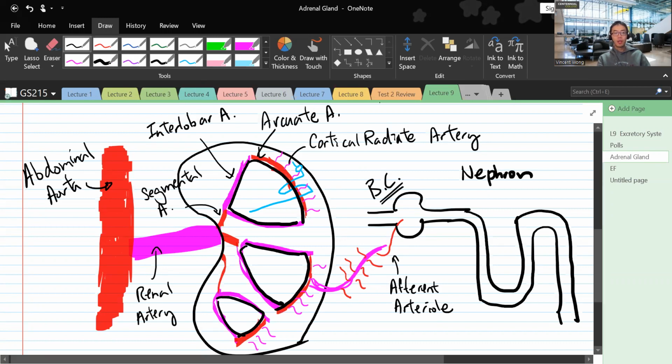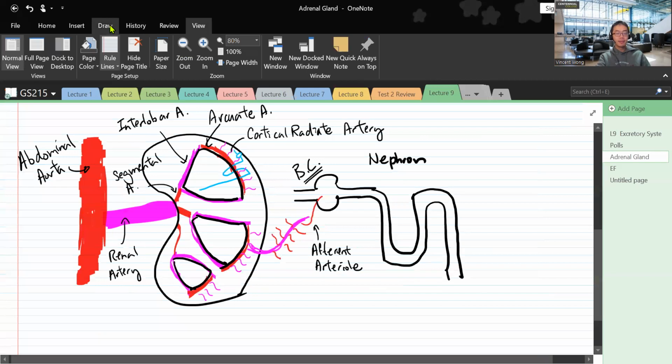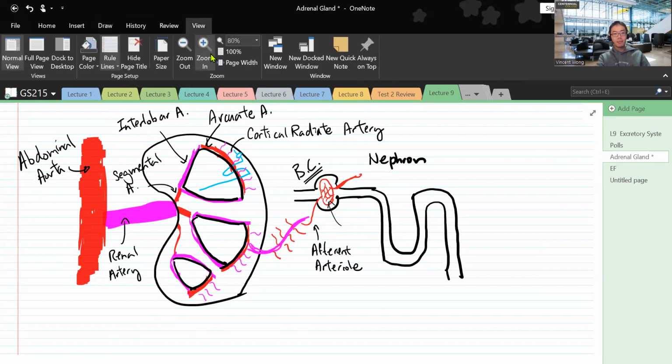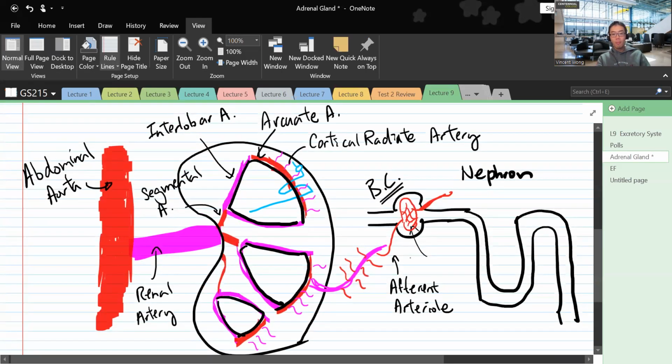All right, we are almost there. Just hang tight. Once it goes into the Bowman's capsule, the afferent arteriole will open up into a network of capillaries before exiting. This network of capillaries also has a name. It is called the glomerulus. There's a tongue twister right there. Glomerulus.